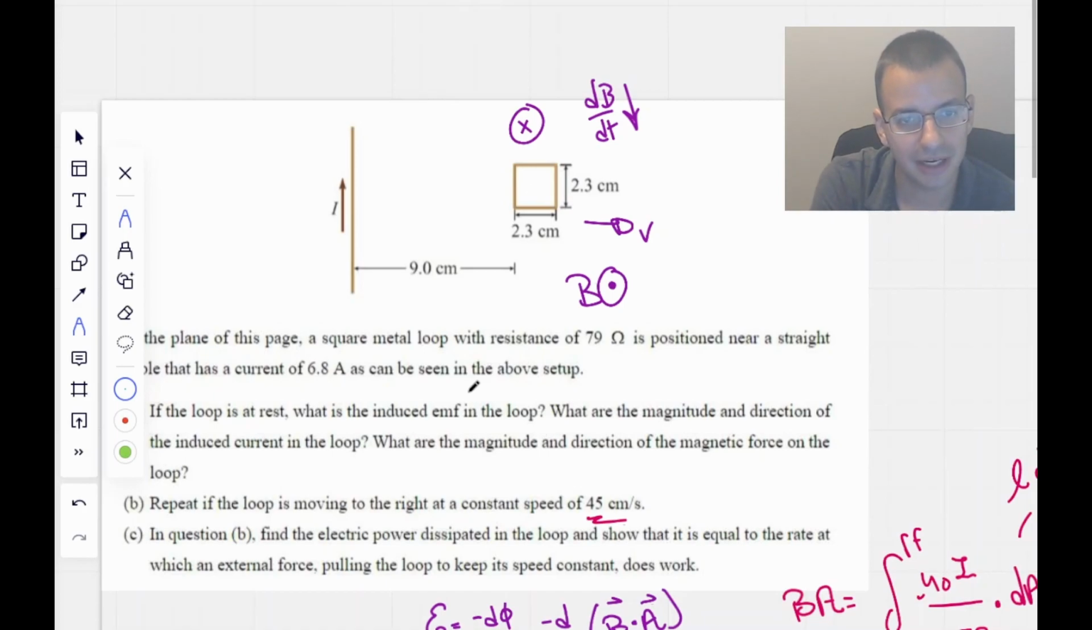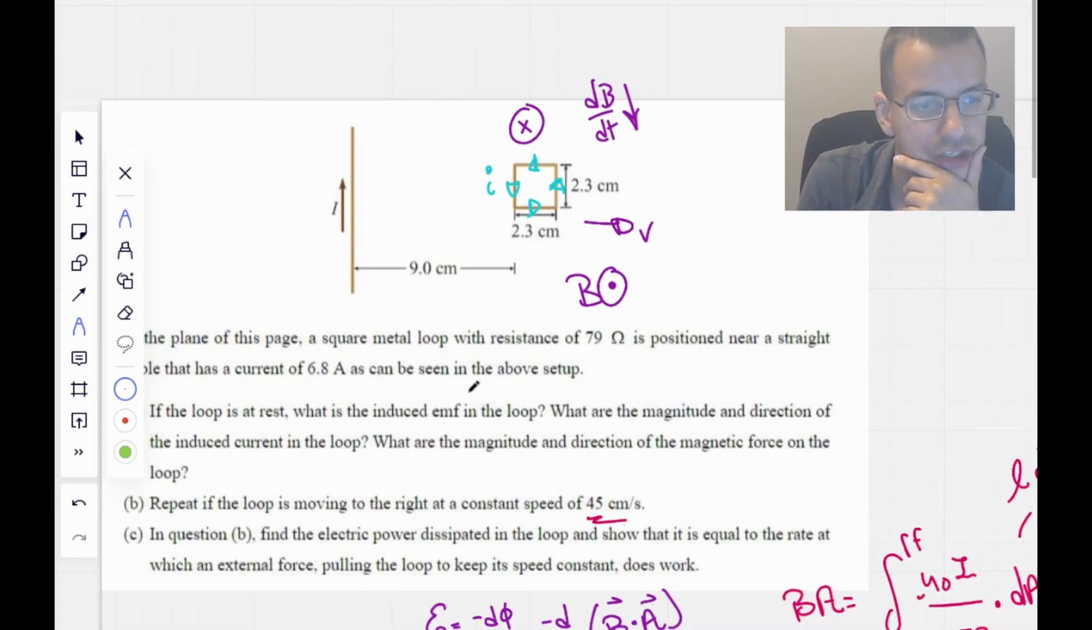So what's going to happen is magnetic field coming out. To make a magnetic field going out, the current, using the right-hand rule, is going to have to go this direction. So wrap your fingers around the loop, thumb points out of the board. That provides this magnetic field. That is going to be the direction of current induced, and I guess the direction of EMF. Yes. Direction of induced current in the loop will be counterclockwise.